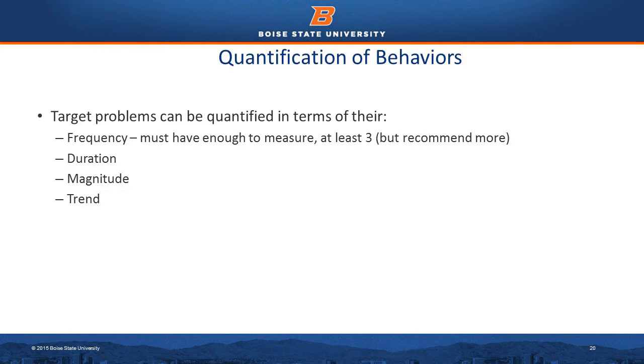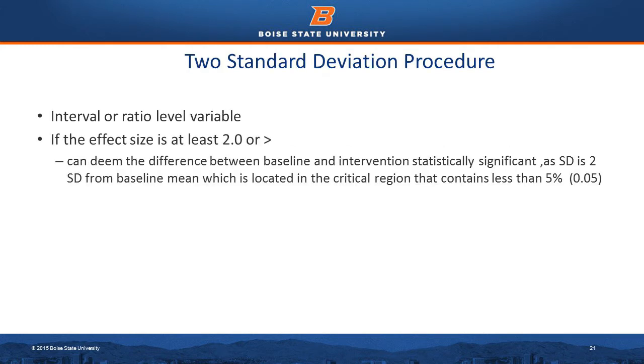In addition to monitoring frequency, duration, and magnitude, the worker will also evaluate the trend of these descriptors to determine their stability. There are 2 methods to indicate if a statistically significant change has occurred between 2 different phases. The first procedure, to determine statistical significance, is called the 2 standard deviation procedure. The behaviors must be measurable, and for this procedure, they must be at an interval or ratio level.